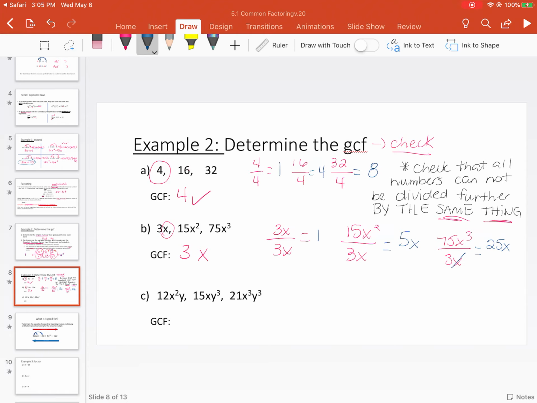When you have the same base, you want to subtract the exponents or cancel them out. So if this is to the power of 1, that'll cancel out or subtract, and then you're left with 2. Here, you had x squared divided by x to the power of 1. So that cancels out and you're left with 1. Okay, so I checked. All the numbers cannot be divided further by the same thing. 1, 5x, and 25x squared cannot be divided further.